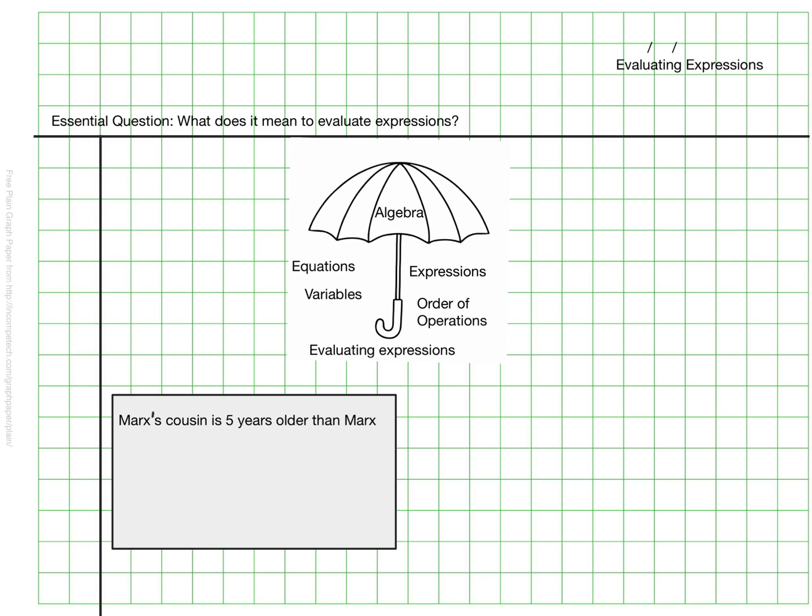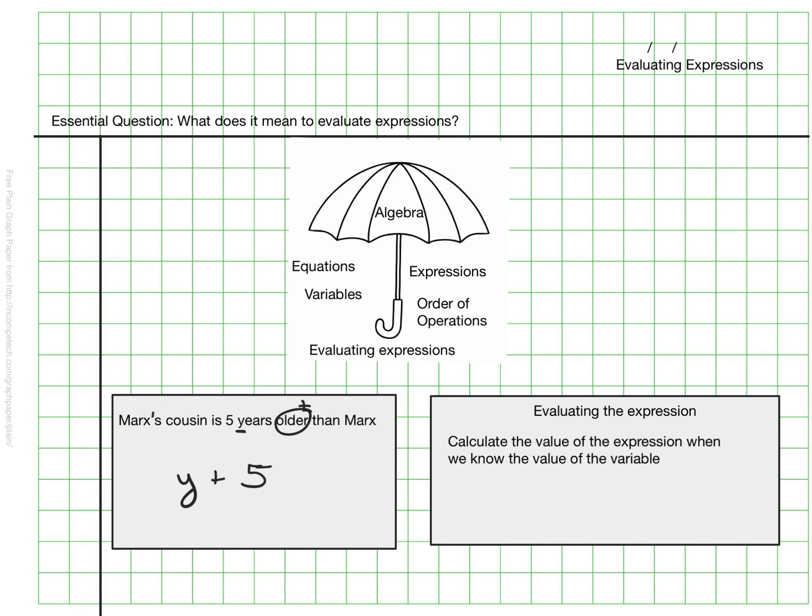So let's say we know Marx's cousin is 5 years older than Marx is. We can write this as an expression, right? We've practiced that a little bit. So let's say we're using y for Marx's age. We know that Marx's cousin is 5 years older. So we're going to add 5 years to Marx's age to know Marx's cousin's age, right? That's our expression.